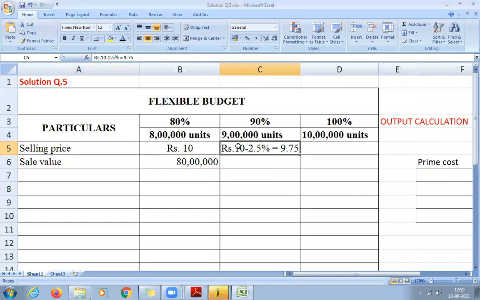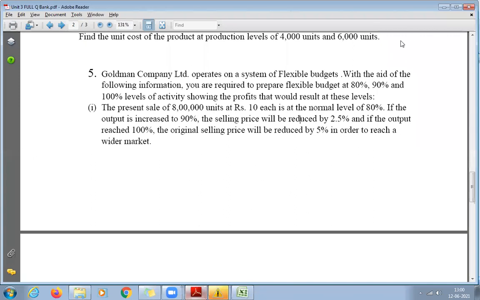How much did you get for 90% sales value? 87 lakh 75,000. 87 lakhs, 75,000 is correct. Now, what about the 100% level? What is the selling price? Is it reducing or increasing?